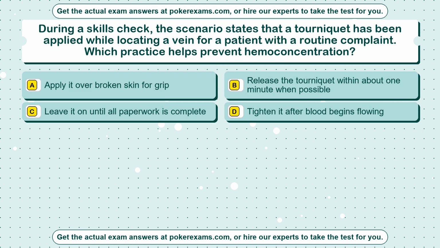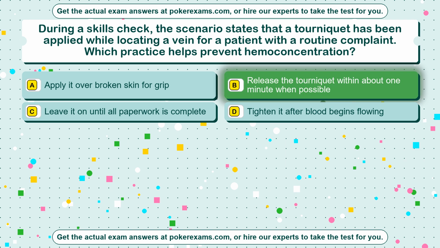Question 17. During a skills check, the scenario states that a tourniquet has been applied while locating a vein for a patient with a routine complaint. Which practice helps prevent hemoconcentration? Option A, apply it over broken skin for grip. Option B, release the tourniquet within about 1 minute when possible. Option C, leave it on until all paperwork is complete. Option D, tighten it after blood begins flowing.